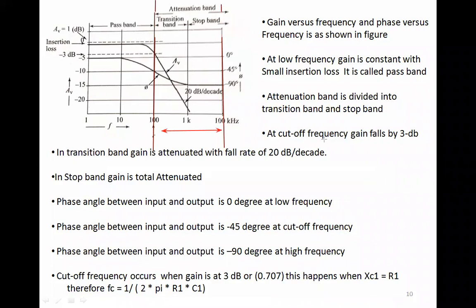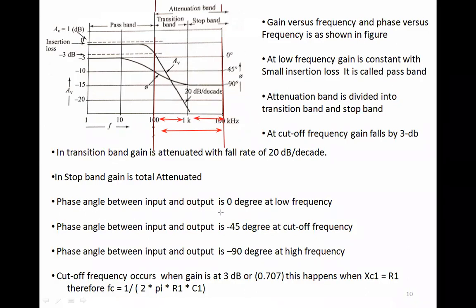And at cutoff frequency, the gain falls by 3 dB. So at 3 dB, you find that it is actually falling down. In transition band, gain is attenuated with fall rate of 20 dB. So now remember, if it's a first order, then it's going to be 20 dB. And in stop band, the gain is totally attenuated. So I do not have any gain in the stop band. So it's totally coming down, isn't it? So this is my transition period, right? This is my transition, and this thing is my stop band. So in stop band, what is happening? I do not find any gain.